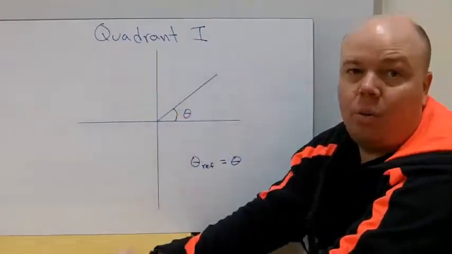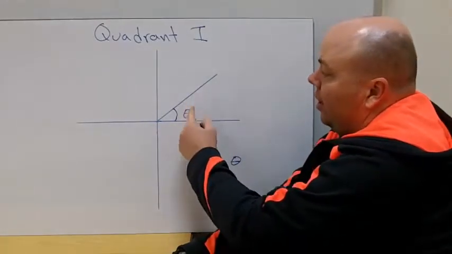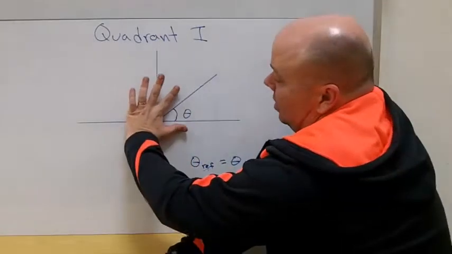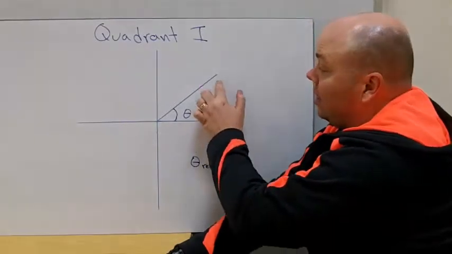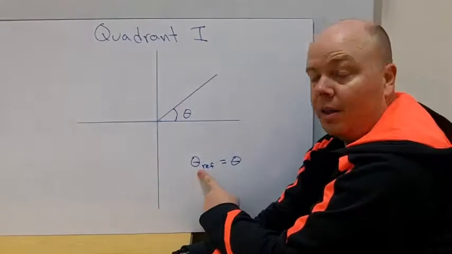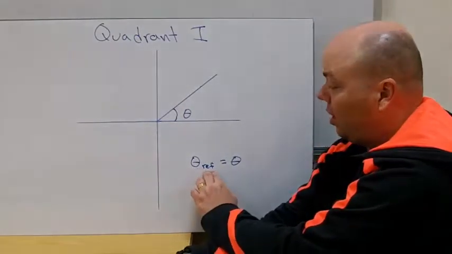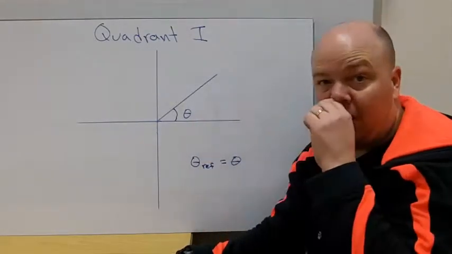If you're in quadrant 1, it's very easy. If you have an angle here, this is the initial side, this is the terminal side. If you notice, that's an acute angle between the positive x-axis, or the horizontal axis, and the terminal side. So theta reference angle, and this is how I'll reference it, is equal to theta in the first quadrant.